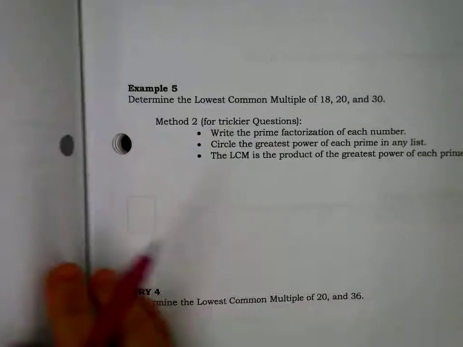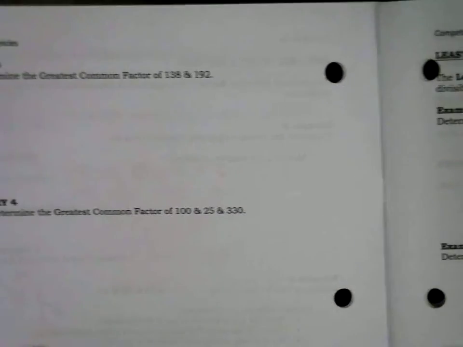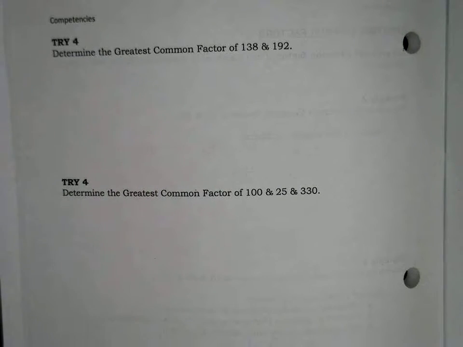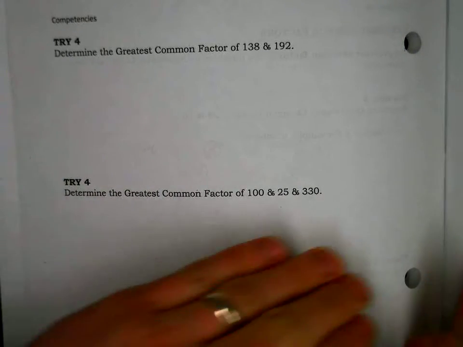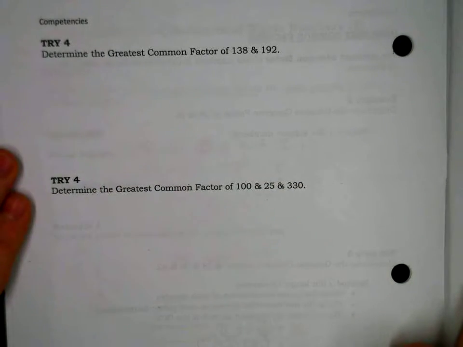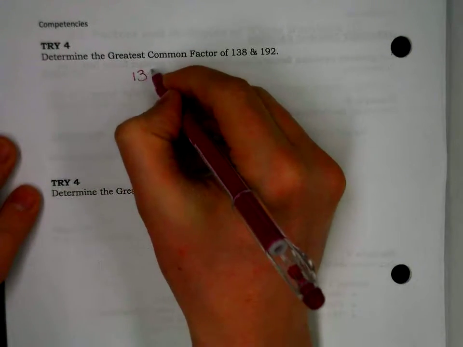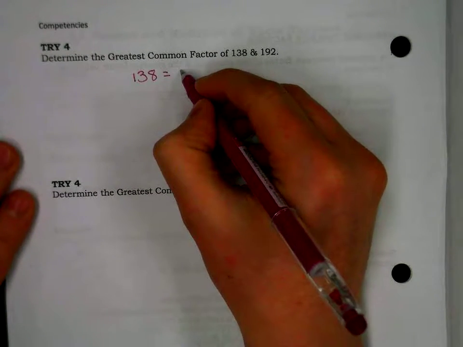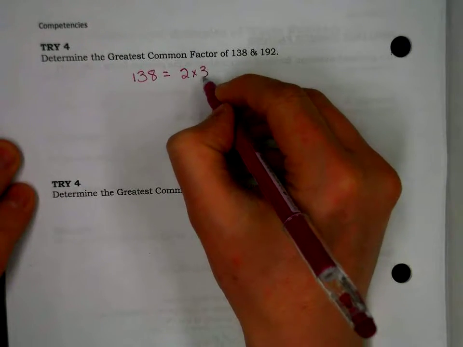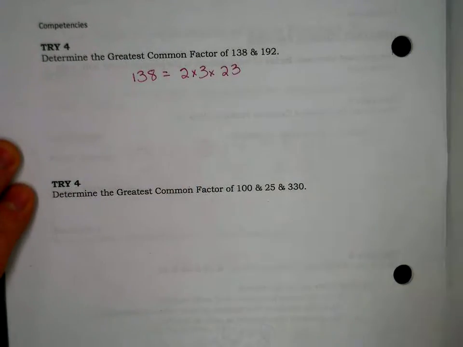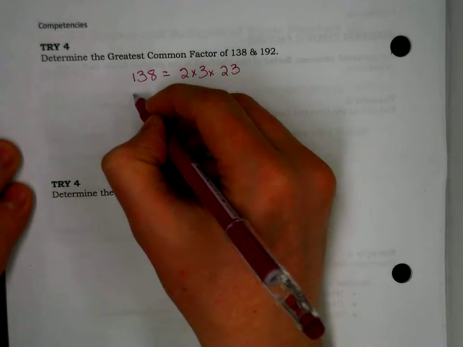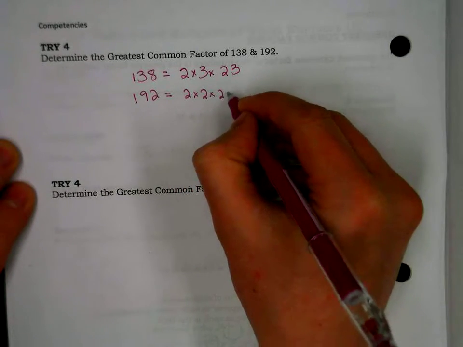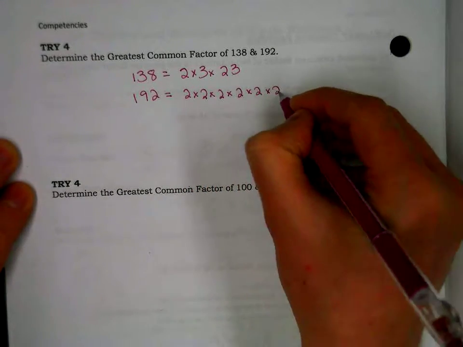As we flip it over, we have 2 more examples to simply try. And again, you're more than welcome to pause the video and give it an attempt. Otherwise, we'll work out our solutions. So determine the greatest common factor of 138 and 192. So 138, if we break this up into its prime factorization, we're left with a 2 by 3 by, yes, a 23. That number is prime. For the number 192, we could break it into a 2 by 2 by 2 by 2 by 2 by 2 by 3.